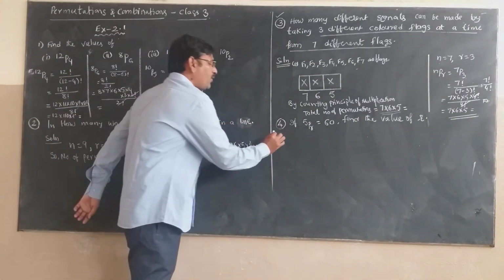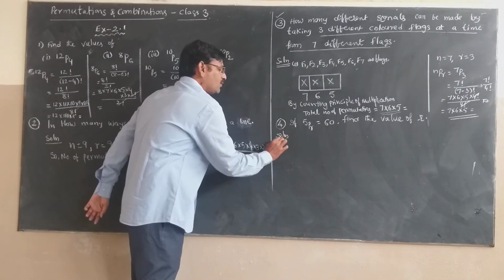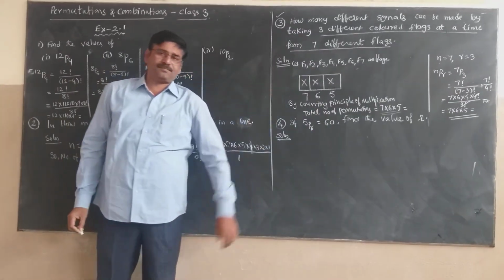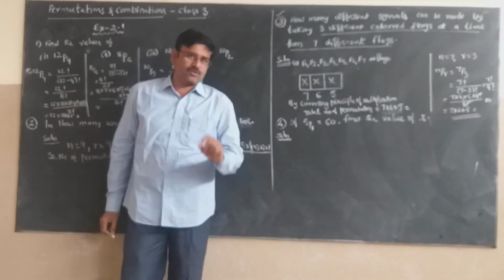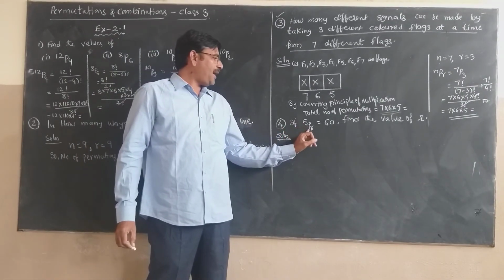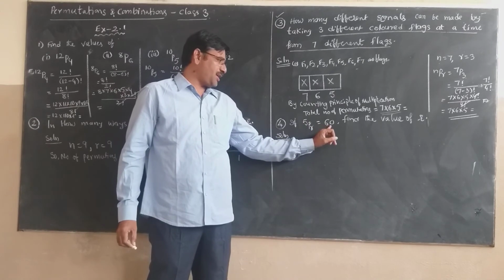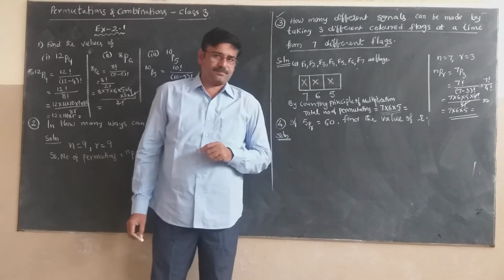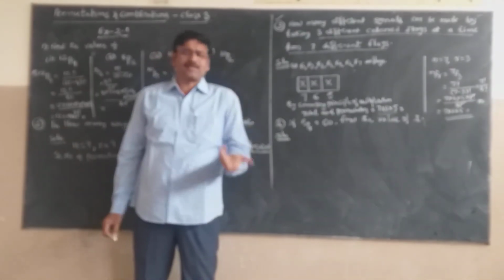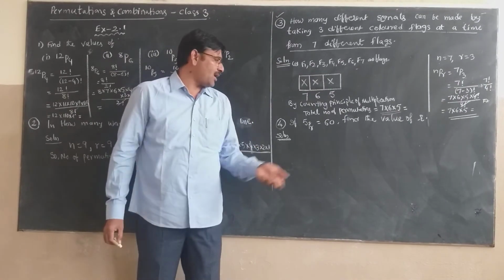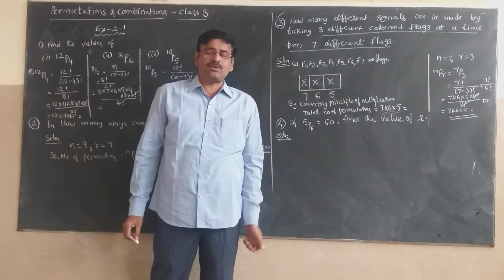Coming to the fourth one. Here 5Pr is equal to 60. I am reading that question for writing purposes. If 5Pr is equal to 60, find the value of r. The question may be like this also: for what value of r is 5Pr equal to 60?